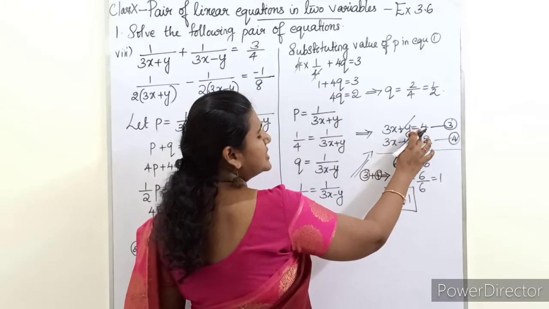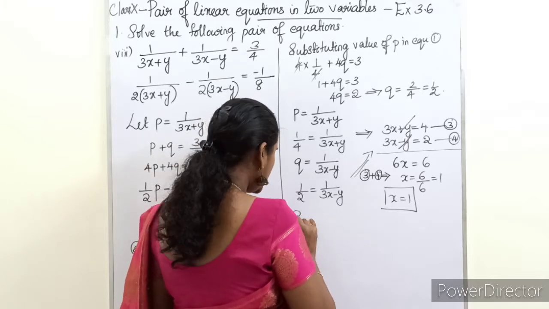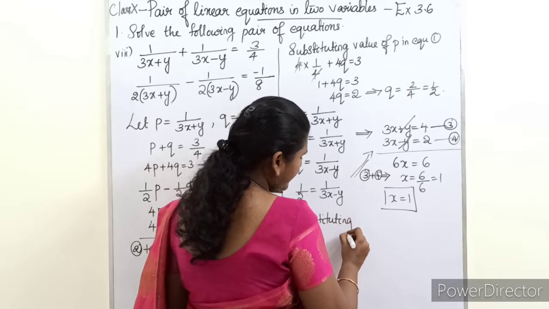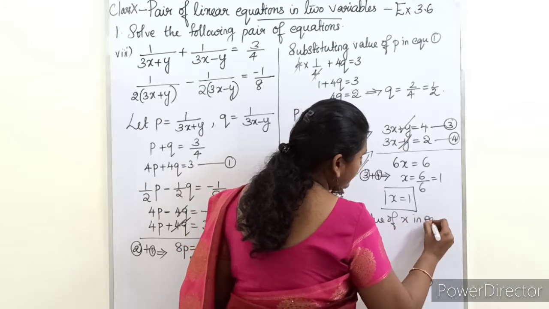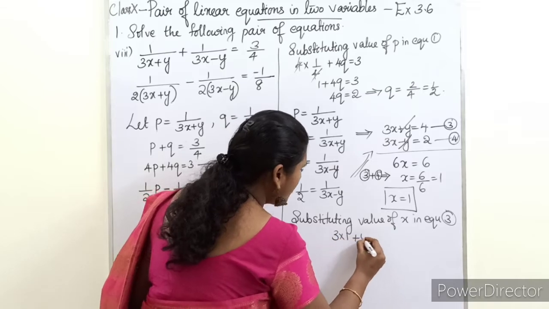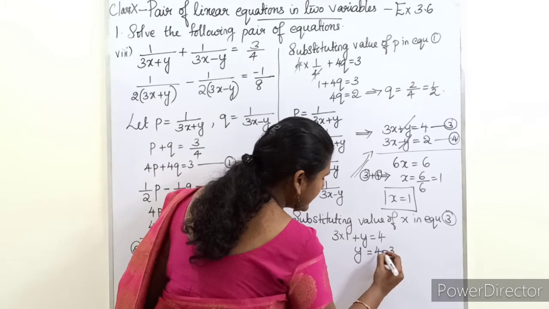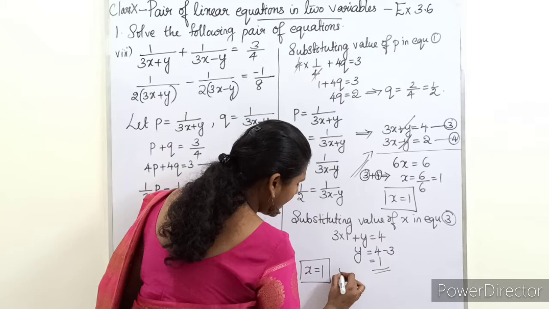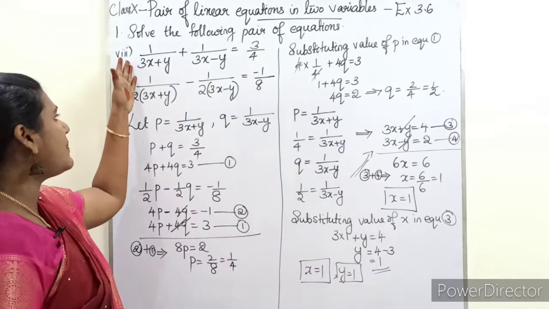This value we will substitute in either equation 3 or equation 4. Substituting the value of x in equation 3, when we substitute we get 3 into 1 plus y is equal to 4. So y is equal to 4 minus 3 is equal to 1. So we got x is equal to 1 and y is equal to 1. These are the solutions of the given pair of equations.